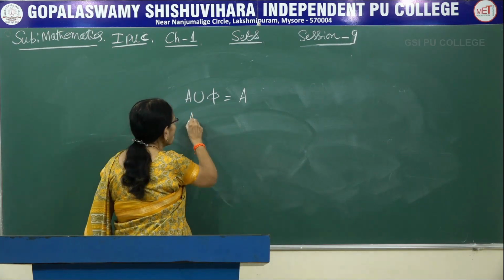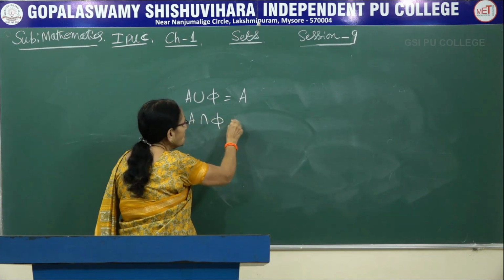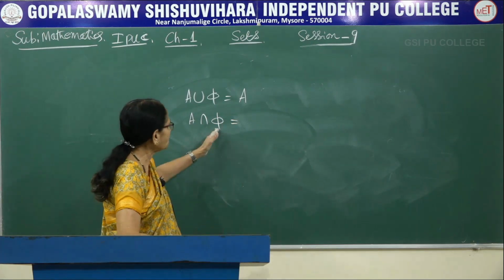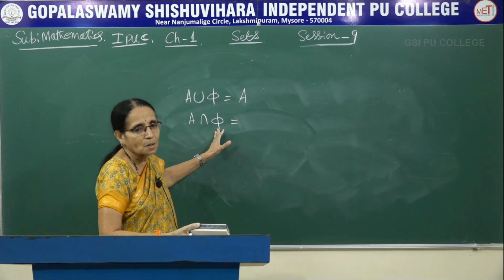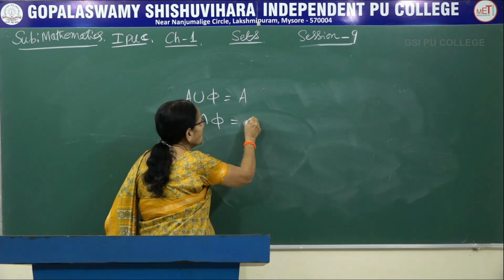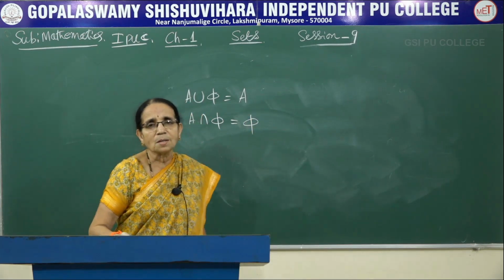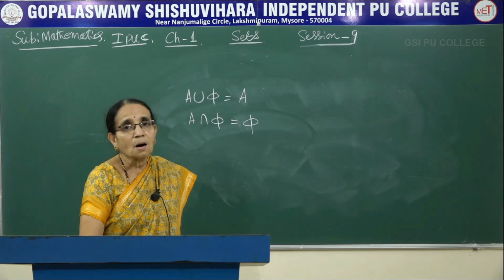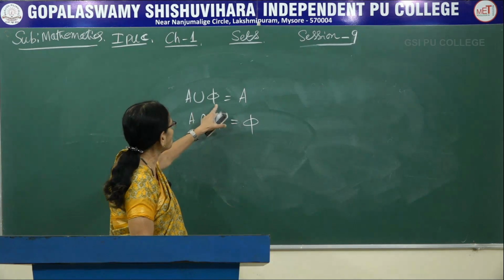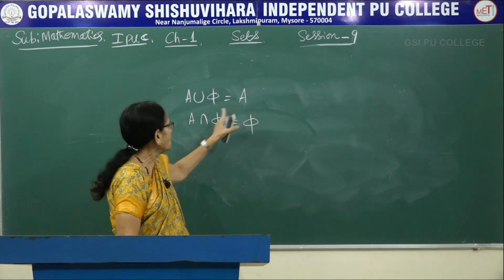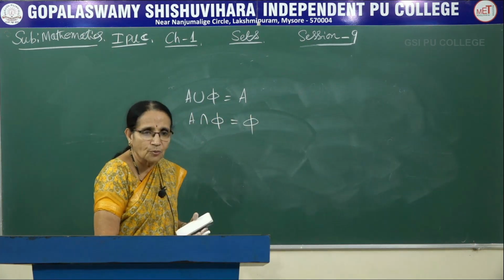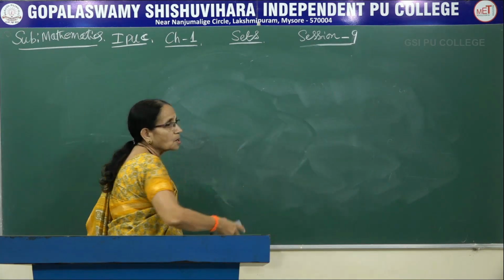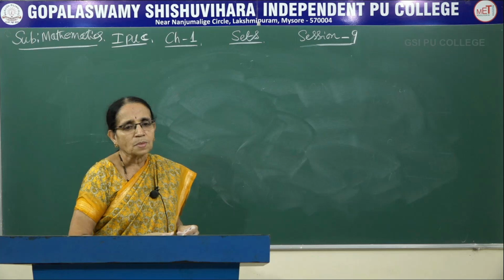Similarly, suppose I take the intersection. What do you mean by intersection? The common elements. The null set, as you know, doesn't contain any element. So what is the common element? Common element becomes a null set. There is nothing in that one. So this is called the law of identity. A union phi is A. A intersection phi is phi itself. We call it the identity law.